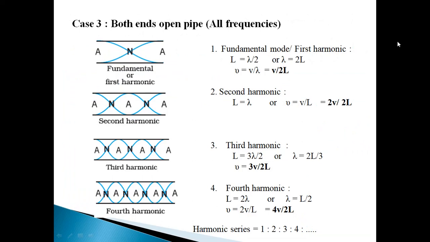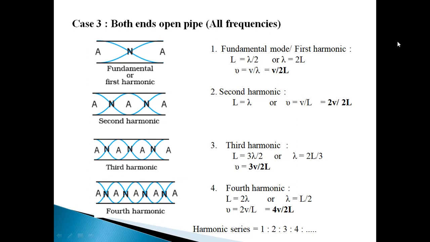Now the third case, we have an open pipe. Both ends are open. So at both ends we have antinodes, and only at the center we have a node. So the formula corresponds to L equal to lambda by 2, because the length of the pipe, on the left side you have lambda by 4, and on the right side lambda by 4. So both add together, the length is lambda by 2, or lambda equal to 2L, or frequency nu equal to V by lambda, which is equal to V by 2L.